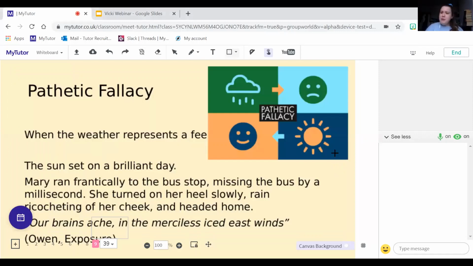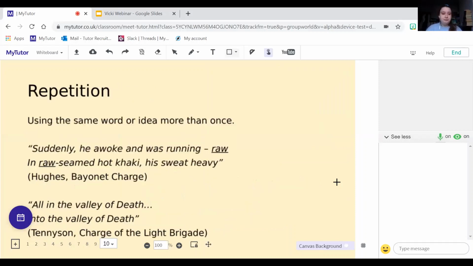So, pathetic fallacy, this is a really nice one. This is something that we quite commonly see. So when the weather represents a feeling. The sun set on a brilliant day. Mary ran frantically to the bus stop, missing the bus by a millisecond. She turned on her heel slowly, rain ricocheting off her cheek, and headed home. And then I've got a nice little one there from Wilfred Owen's Exposure: 'Our brains ache in the merciless iced east winds', and that's fighting in the trenches in World War I. Pathetic fallacy, quite a nice easy one to do there.